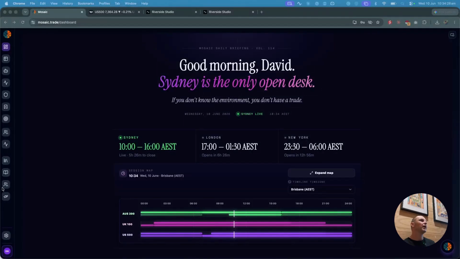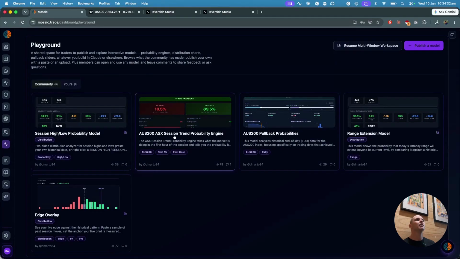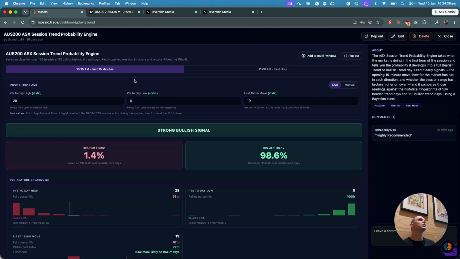All right, let's take a look at one of the playground models that I've got in here, this AUS200 ASX session trend probability engine. Essentially what this model is, that 10:15 on the AUS200 and 11 a.m. are kind of my two major checkpoints.